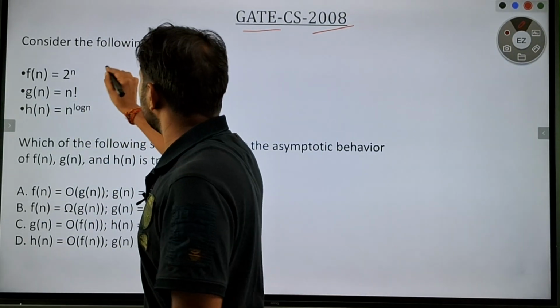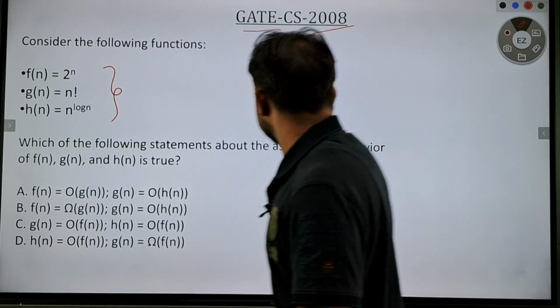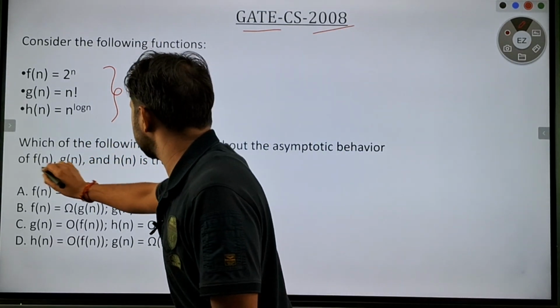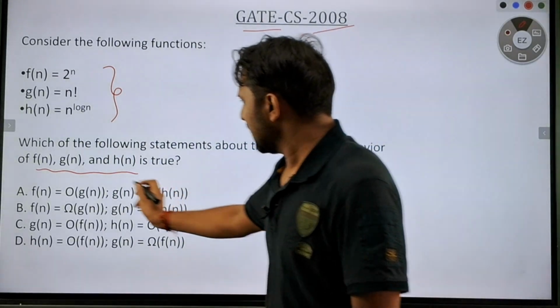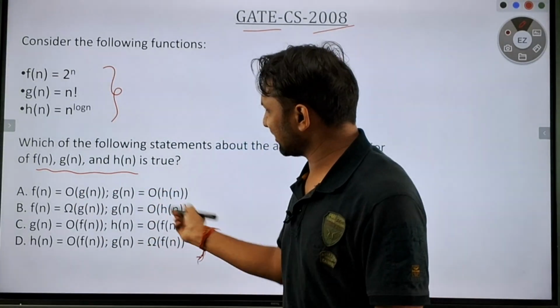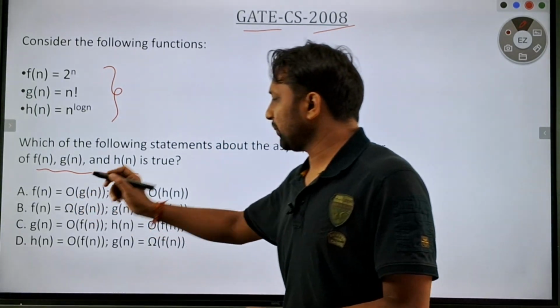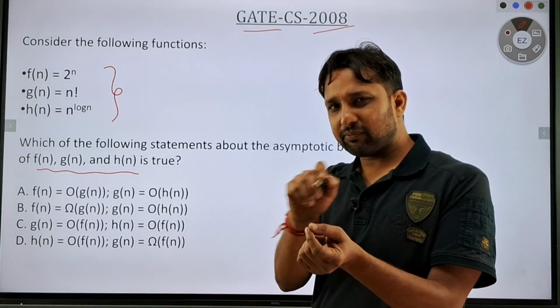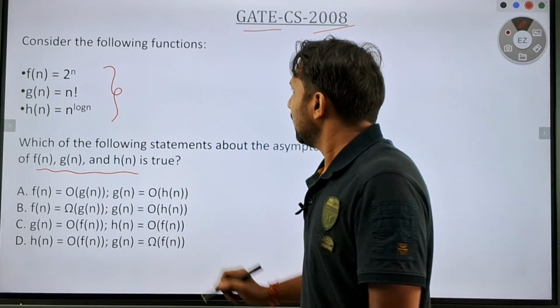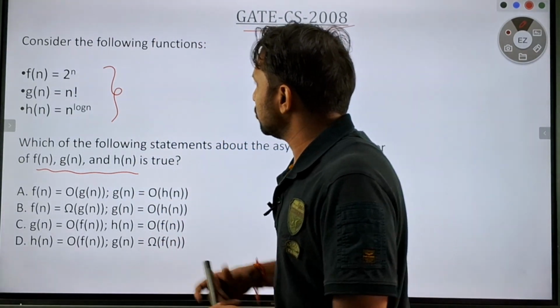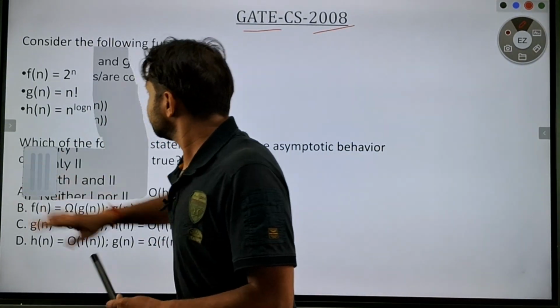Let me check out the next question, that is GATE 2008 question. Here consider the following functions. Which of the following statements about the asymptotic behavior of these functions is true? So actually I'm comparing which function is greater and which is smaller. Big O says that the right hand side is greater, and big omega says that the left hand side can be greater or equal to. Let me compare these functions now. I can compare them by using an informal method.